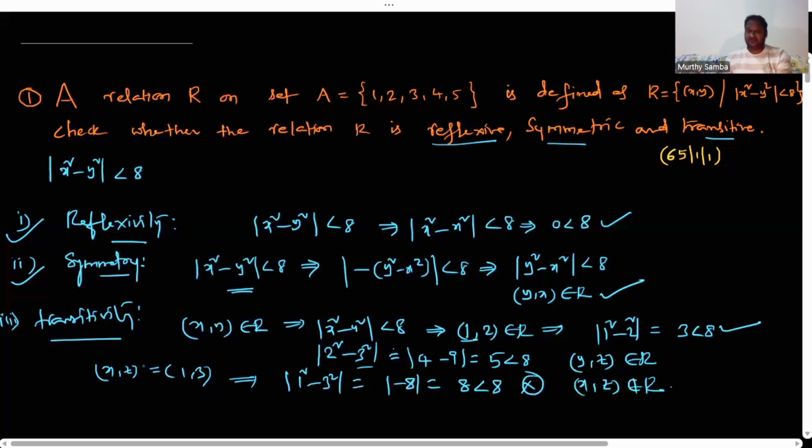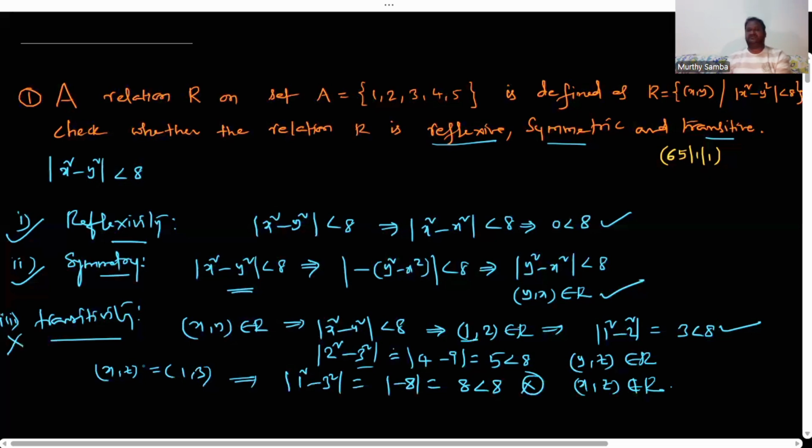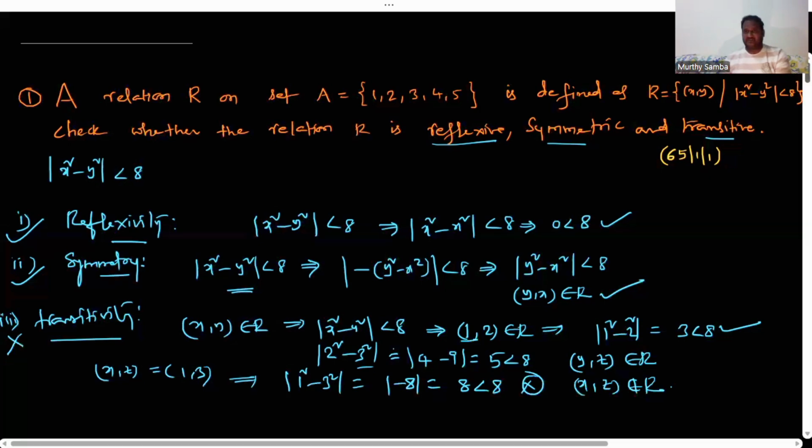Therefore, (x, y) belongs to R, (y, z) belongs to R, but (x, z) does not belong to R. It means it is not a transitive relation. So with this, we can understand it is reflexive and symmetric, but not a transitive relation. This problem was given in the set 65/1/1.